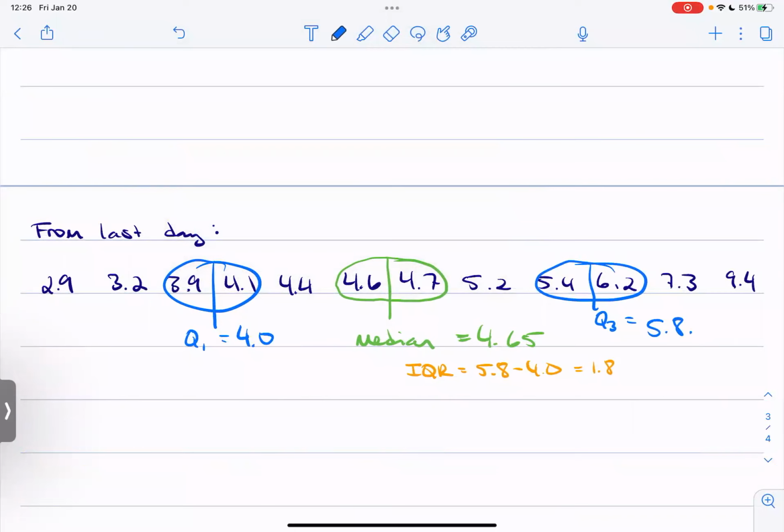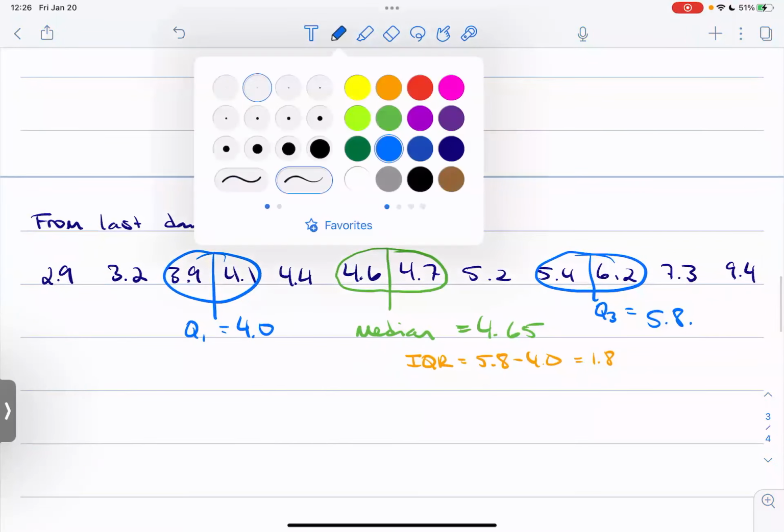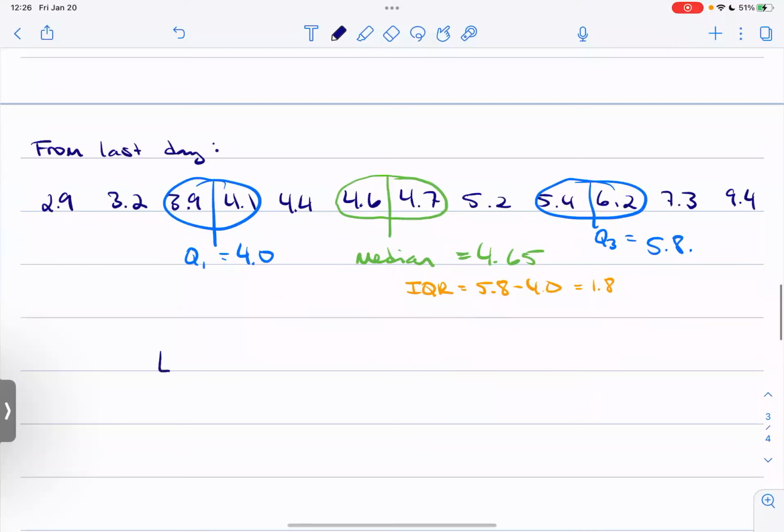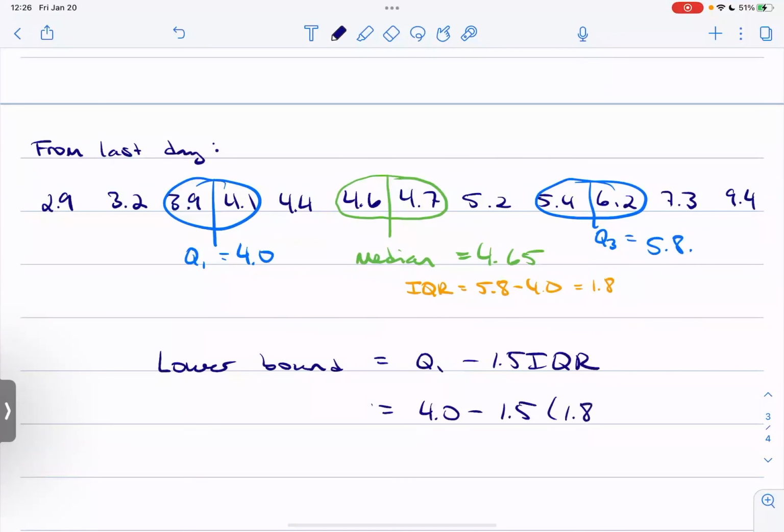Okay. So now what we're gonna do is find the lower bound, which was Q1 minus 1.5 times the interquartile range. Wait. Okay. So we need Q1, of course, which is 4.0 minus 1.5 times the interquartile range, which is 1.8. You have to be really careful here, right? If it's been a while since you did any math, you need to multiply these two together before you subtract them from 4, otherwise it makes a mess, right?